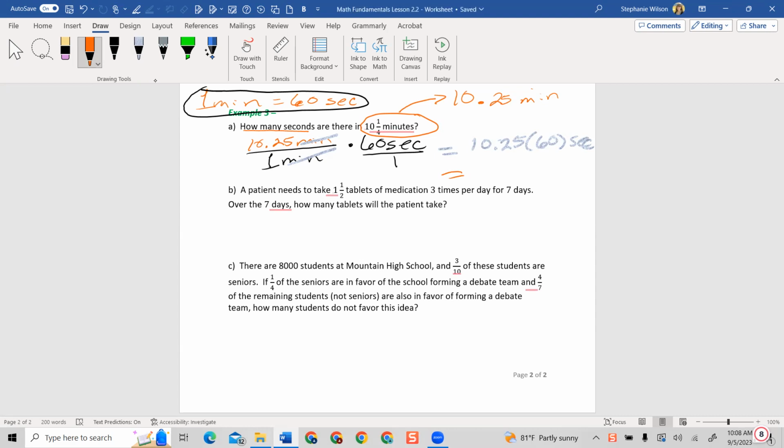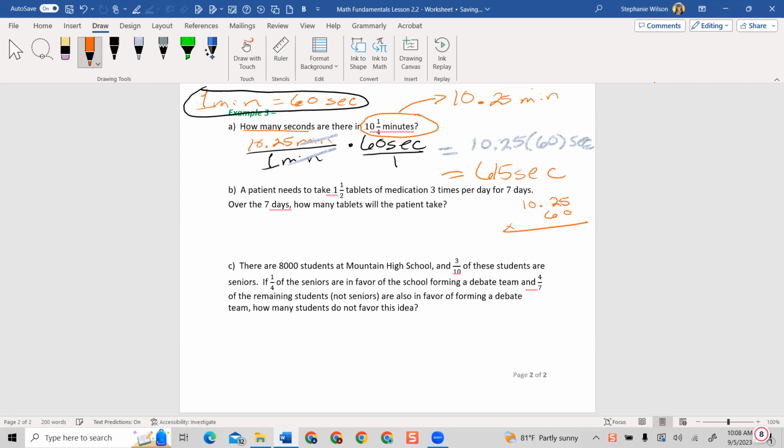Now, it's good to know how to multiply by hand. You can line them up and multiply. And I get 615 seconds. Now, I'm just going to line it up so I can go through that method, in case you need that method.